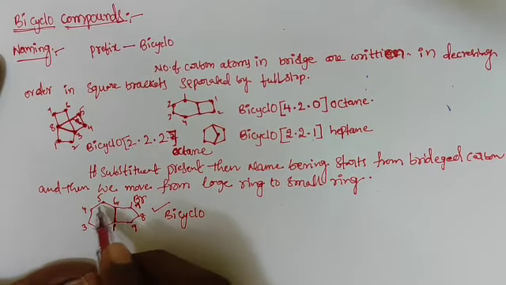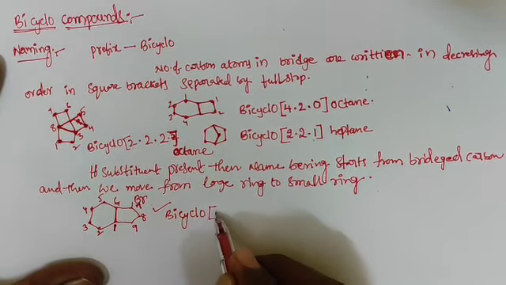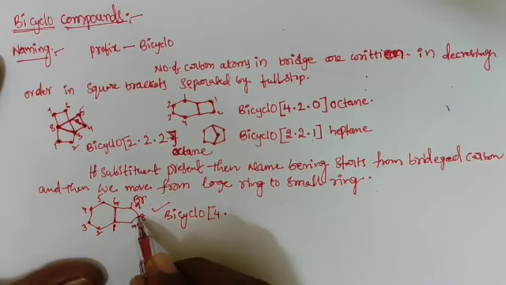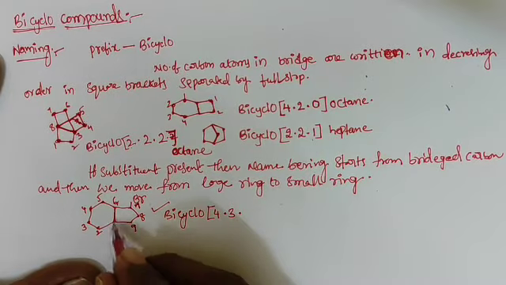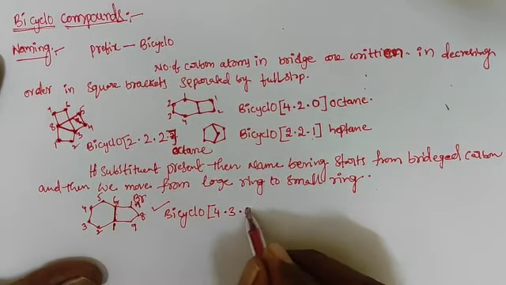In this bridge, this side how many carbons? 1 carbon, 2 carbon, 3 carbon, 4 carbons. Bracket open, 4. In this side how many carbons? 1, 2, 3 carbons. 3. Bridge have how many carbons? No carbon, only bridge is there. Here in between this 6th and 1, no carbon. So 0.